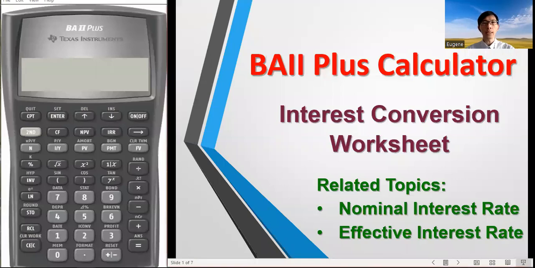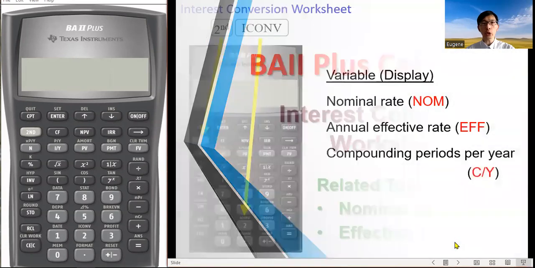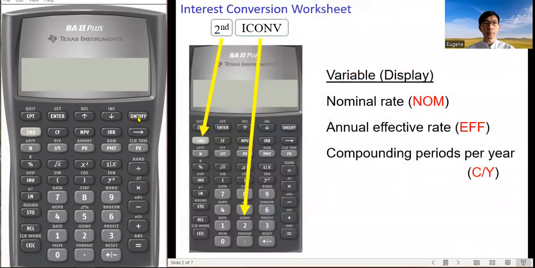Hello everyone. In this video, we will go through the interest conversion worksheet of the BA2 Plus calculator. The interest conversion worksheet is used to convert between the nominal interest rate and the effective interest rate, or to convert between two different nominal interest rates. Let's take a look at the interest conversion worksheet of the calculator.